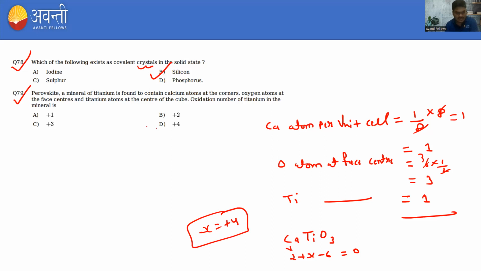So which option is correct? This one, the value of X is 4. Calcium atom is present at the corner and titanium is present at the center of the cube, so we can calculate the oxidation number of titanium. This is how we actually calculate this value. So I hope this is clear to you.